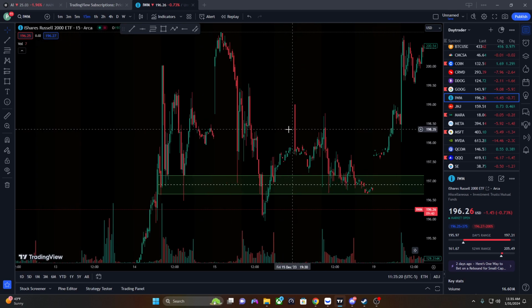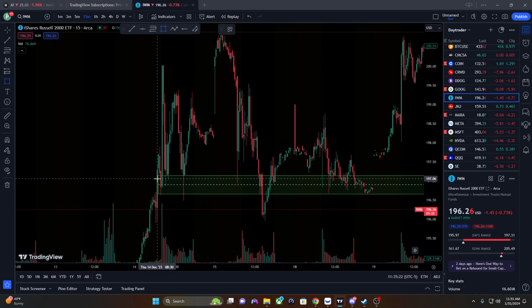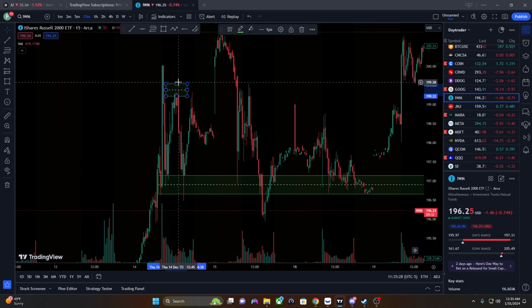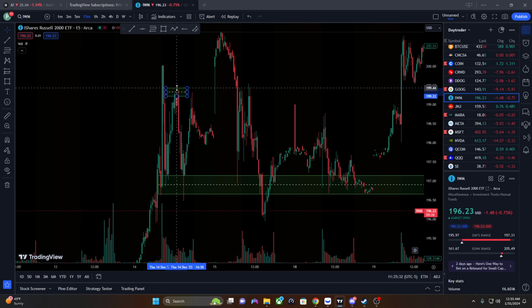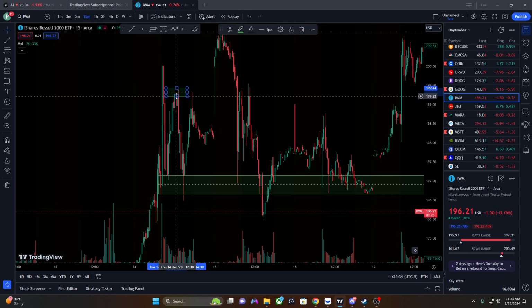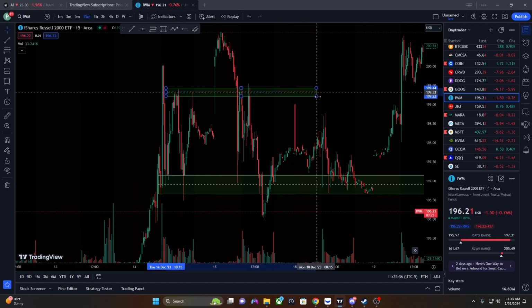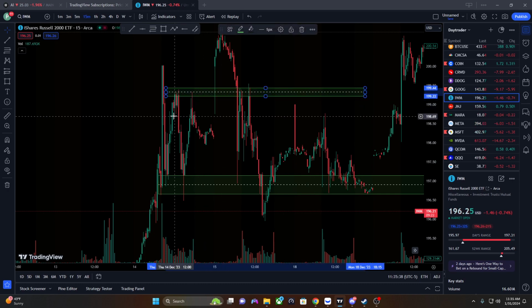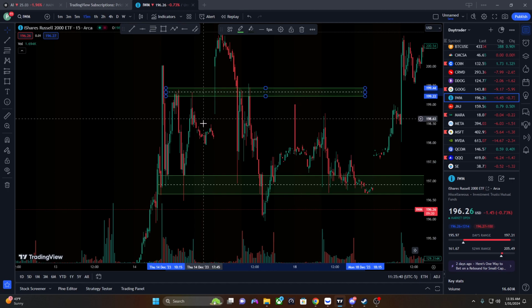Then let's draw the top side. So in this case, you had a strong bounce here. I want to see how far it ran. So it ran all the way up here. So I'll draw another box here, using that wick as my line starting out, and then I'll just draw the box like that.